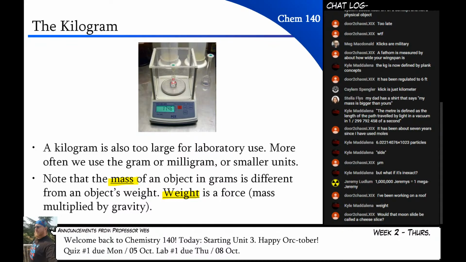The last thing I want to mention about weight was that there is a term that we use when you determine something's mass. So when you put something on the balance like this and you get the mass, the term that is used is called weighing.